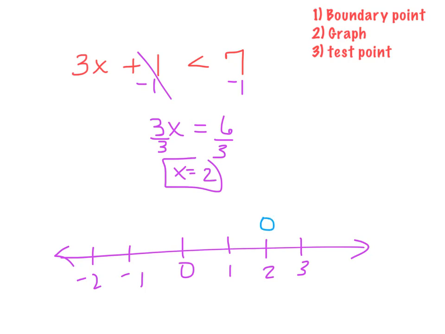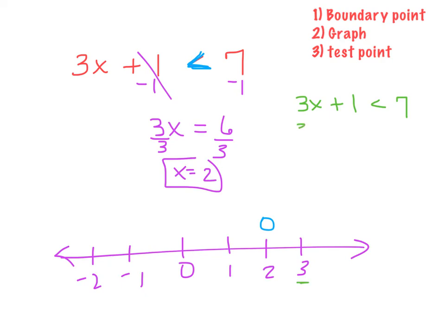Now the first thing I might even notice is it doesn't say it can be equal to, so it's not going to be shaded in. So now I need to test a point. Is it all the numbers bigger than 2, or the numbers smaller than 2 that work? I'll go back to my original problem right here, and let's say I try 3 as my test point this time.